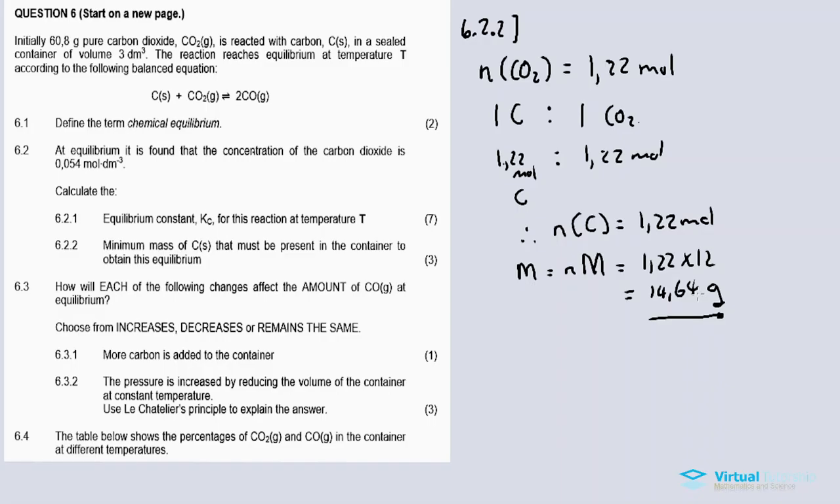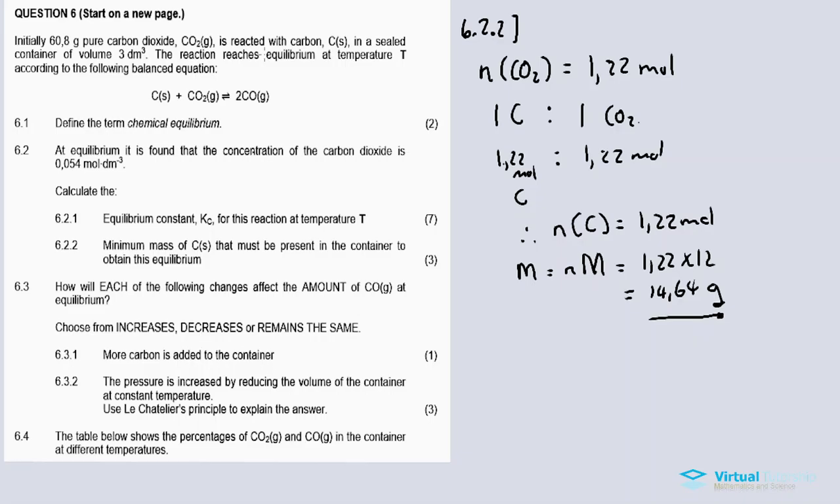So we go to 6.3. How will each of the following changes affect the amount of carbon dioxide at equilibrium? We want to know how the amount of carbon dioxide will be affected if one of the following changes takes effect. Choose from increases, decreases, or remains the same. 6.3.1: more carbon is added to the container.